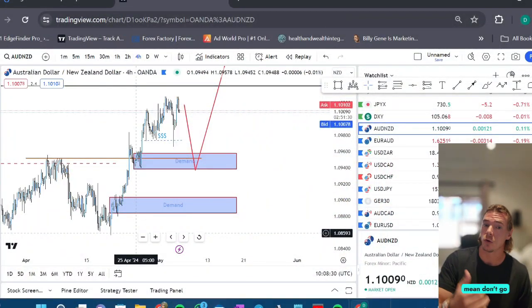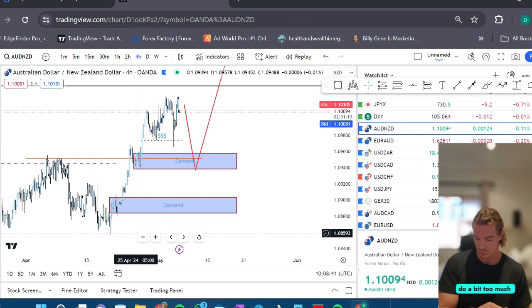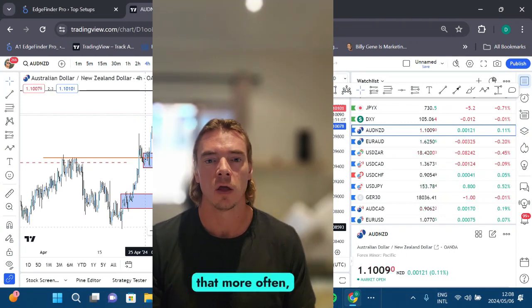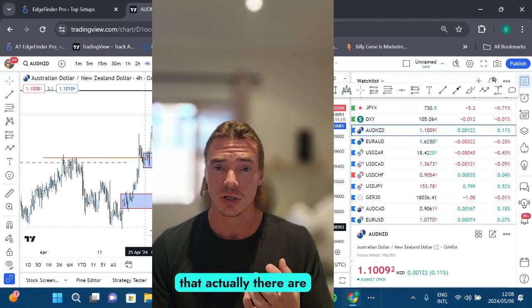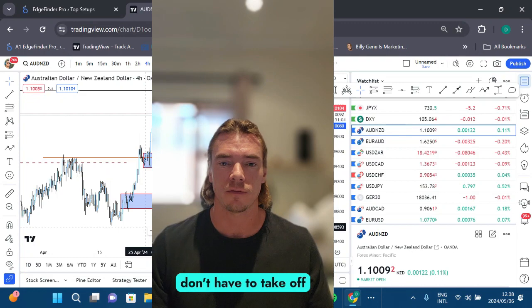But that also doesn't mean don't go and look for the opportunities. Always make sure that you're coming back, because there are so many opportunities in the market, guys. And I've seen for myself, when I do a bit too much trading, I end up losing a bit. And as you start doing that more often, you start to realize that actually there are so many opportunities and you don't have to take every trade.